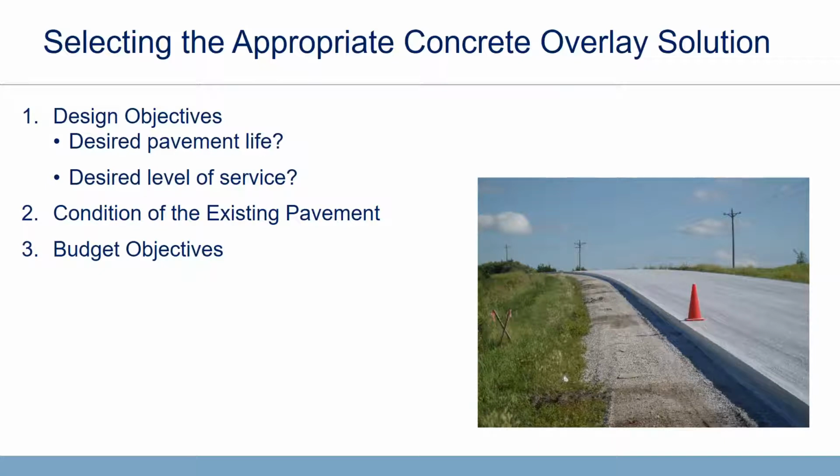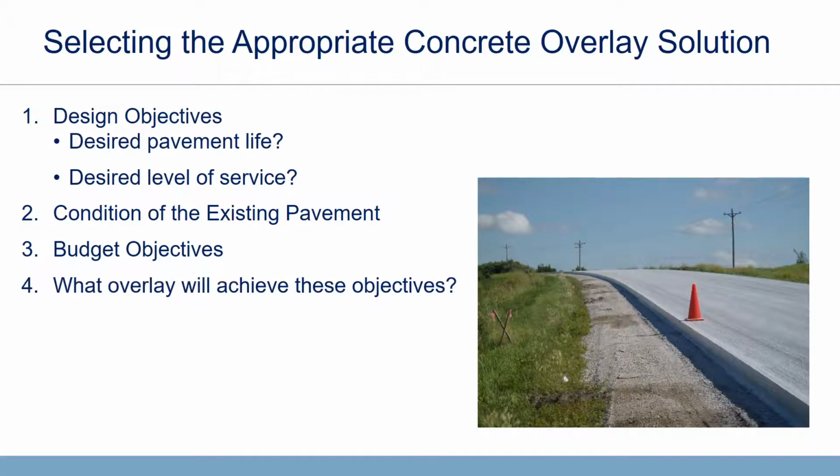Need to understand also the desired level of service. What type of traffic are you going to have on this pavement and how that will be reflected in the design. And also the condition of the existing pavement. We'll talk more about that as we move along. And budget objectives will also have an impact on your selection process. Hopefully, if we've answered those, then the big question becomes what overlay option will achieve these objectives.